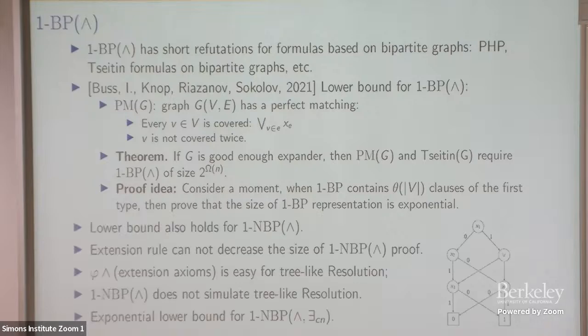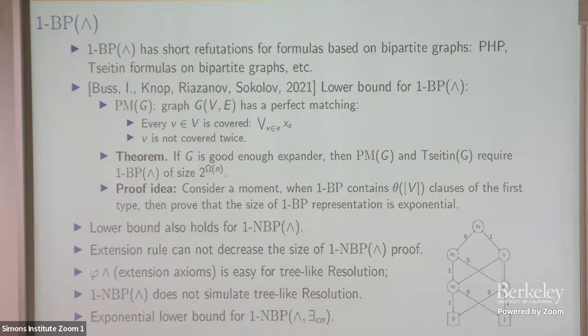Actually, this proof holds not only for read-once branching programs, but also for non-deterministic read-once branching programs. In non-deterministic branching programs, such vertices can be marked by OR instead of a variable. It means that we can go in either direction, and we accept if there is a path to one. And it is interesting that for this proof system, the extension rule can't help. Because all extension variables we can change to this or not.